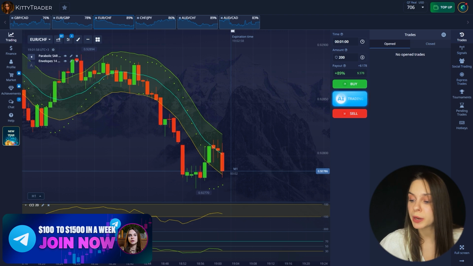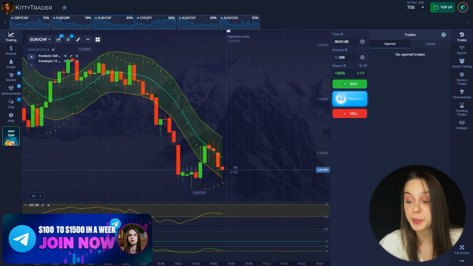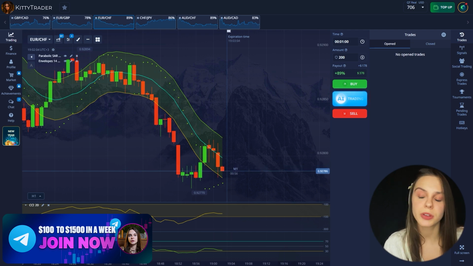So we have three currency pairs. They all closed in plus. The balance is as much as $706.